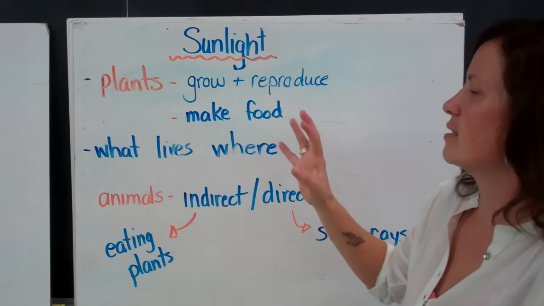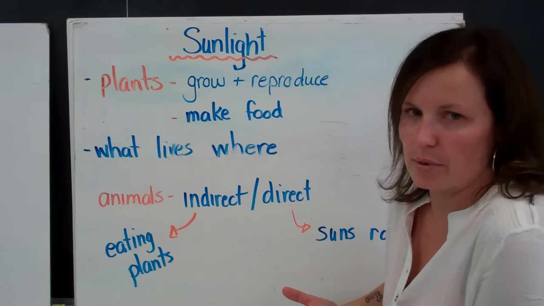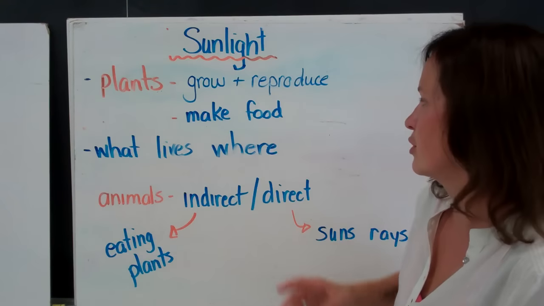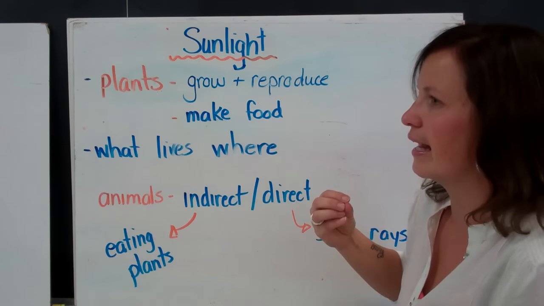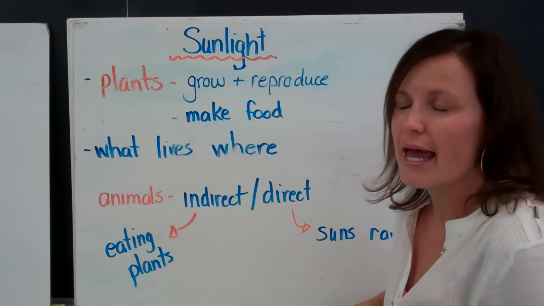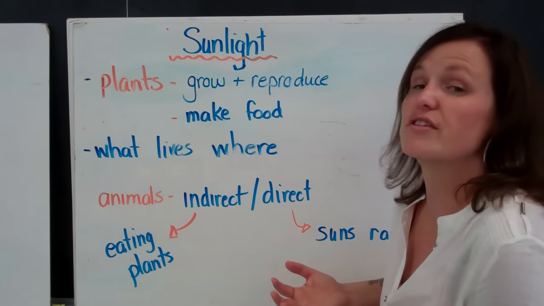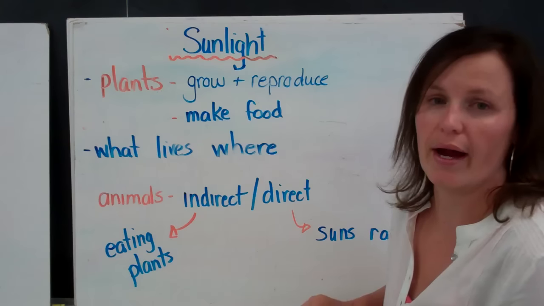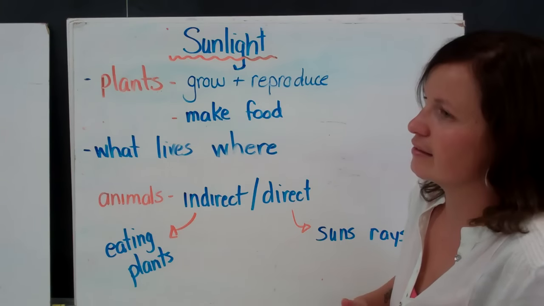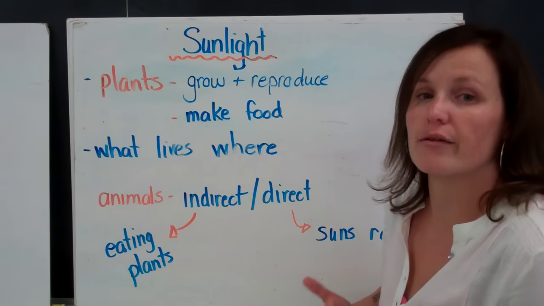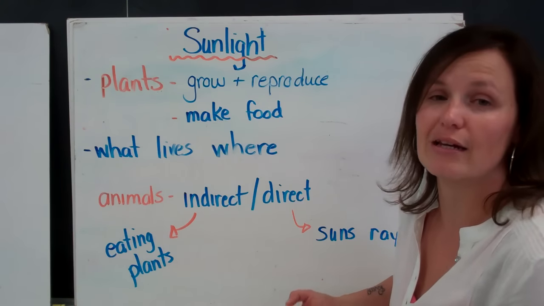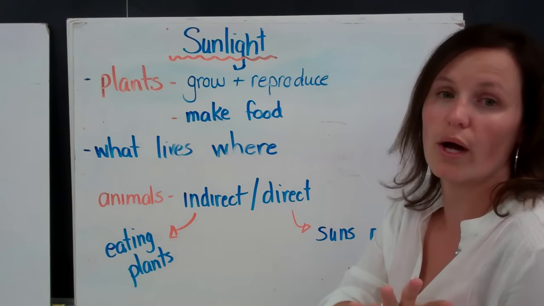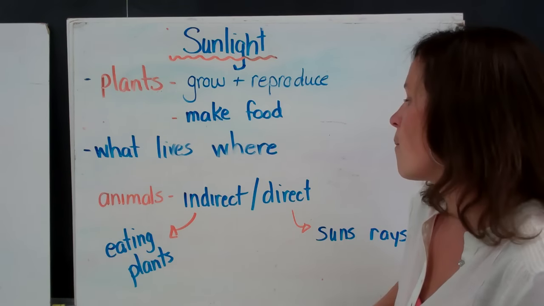So sunlight. Sunlight is the energy that makes all life possible. Plants need energy from the sun, and they use it to grow and to reproduce. They take in the sunlight and they turn that energy into sugars, and that allows them to do all of their life's functions. Sunlight also determines which plants live where. If you think about the difference between a dandelion and a fern, dandelions require a lot of sunlight in order to grow, and ferns need very little sunlight. So sunlight often determines what organisms live in what regions.